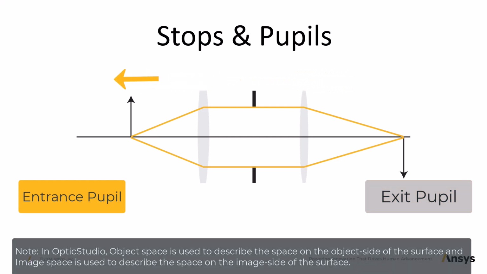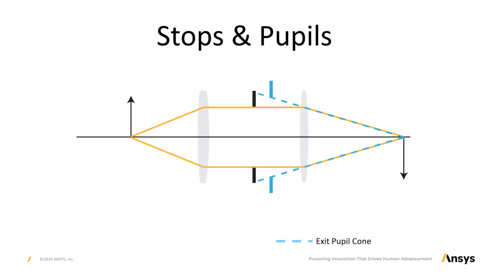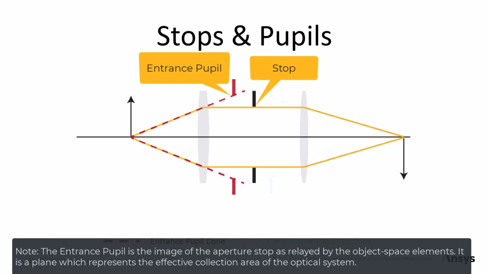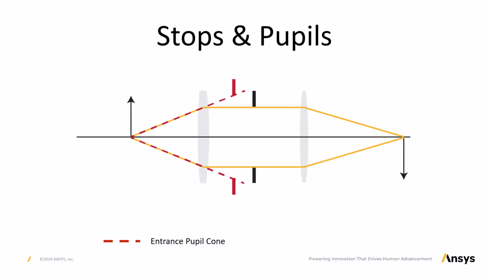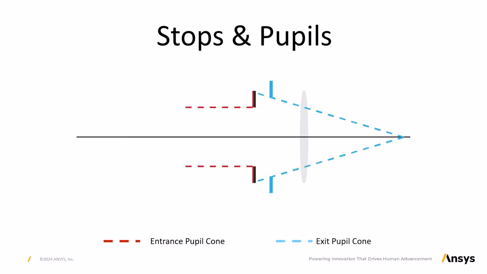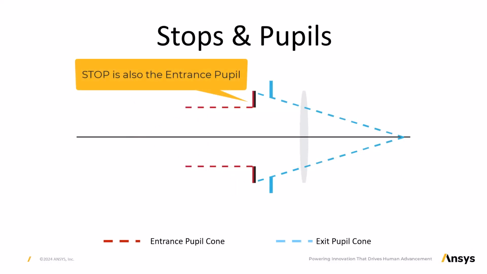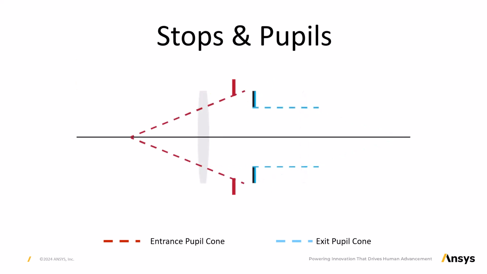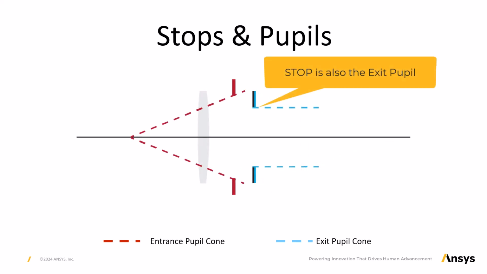The pupils are images of the stop when propagated forward into the image space or backward into the object space, respectively. The exit pupil may be easiest to understand at first, since it is just the image of the stop when propagated through the optics between the stop and the image plane, while the entrance pupil is the image of the stop when back-propagated through the optics between the stop and the object plane. If there are no optics between the stop and the object plane, then the stop is also the entrance pupil. If there are no optics between the stop and the image plane, the stop is also the exit pupil.